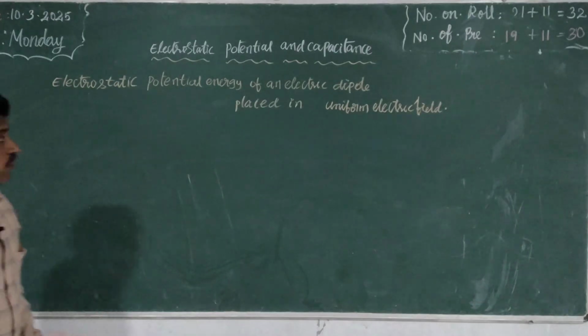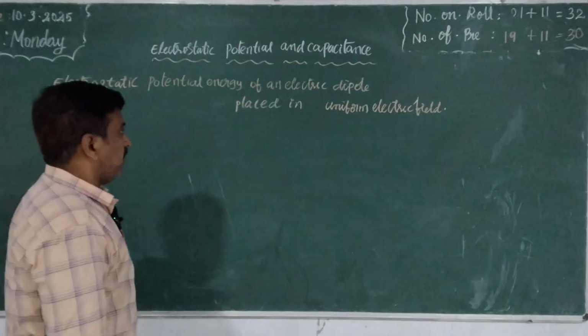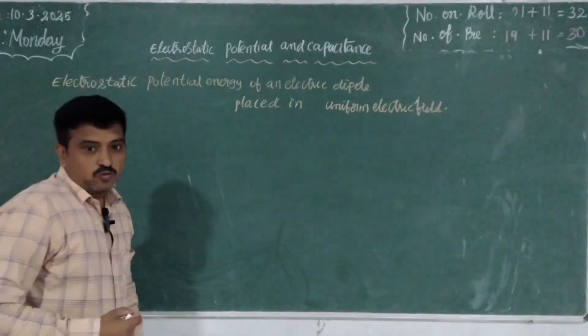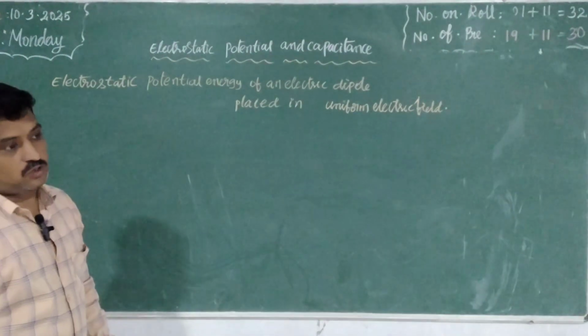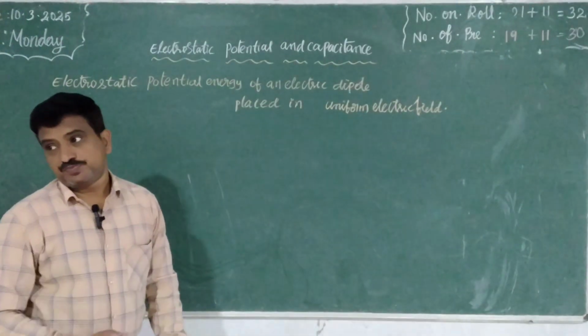Before that, we discuss what is a uniform electric field, what is an electric dipole. Later we discuss electrostatic potential energy.